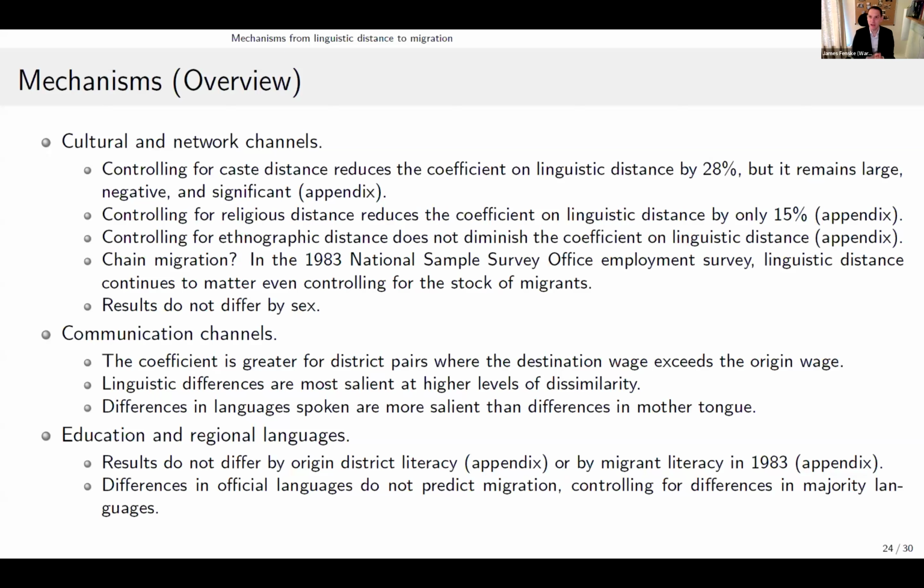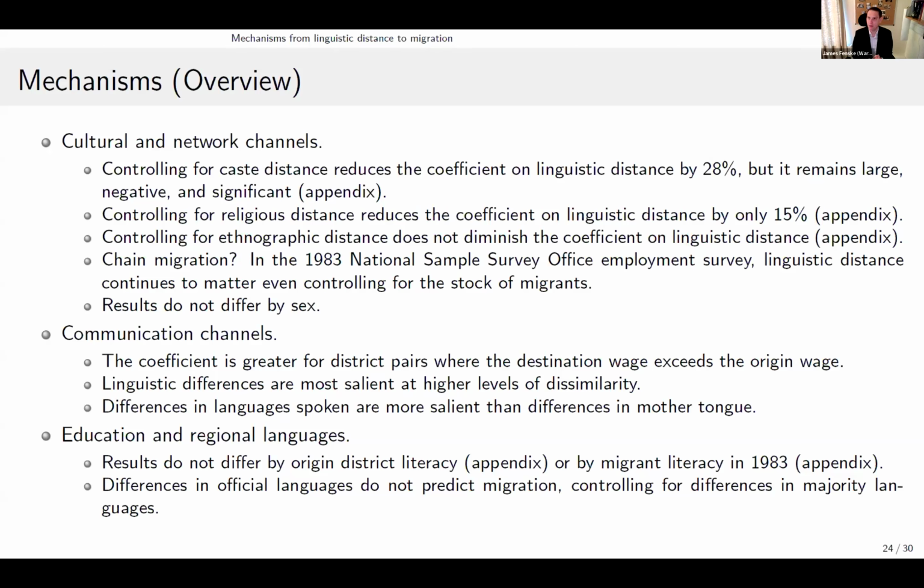Then we can ask, what's the probability that a randomly selected person from this district is from a different caste than a randomly selected person from this district? And the answer is actually going to be more than 90% for most district pairs. Because sure, Bengali Brahmins and Tamil Brahmins both exist, but a lot of castes are pretty regional. And so if we control for caste distance, we do make the coefficient of linguistic distance smaller, but it doesn't go away.